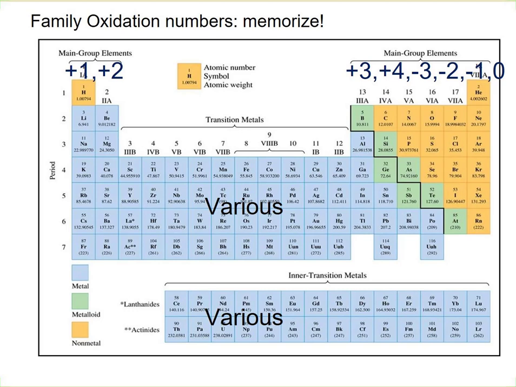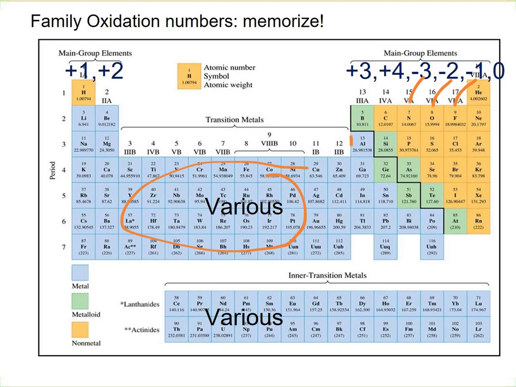And then doing the main group elements, going over to the boron family, we have +3, carbon family +4, nitrogen family +3, oxygen family +2. The halogens are -1. And then our noble gases don't form compounds typically. Your transition metals have various ones, but I do want you to know this series.